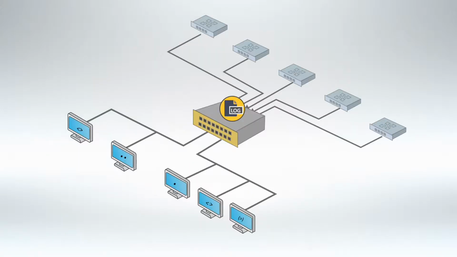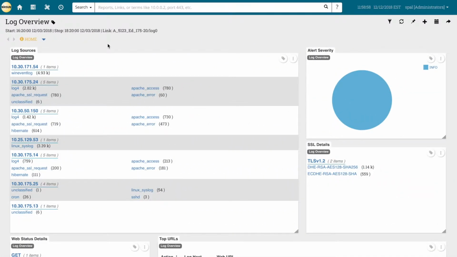NIKSUN LogWave is a plug-and-play solution that offers rich metadata within seconds of receiving logs. As soon as logs or events are received by NIKSUN's engine, LogWave indexes and makes the metadata available everywhere in the NIKSUN user interface. In the out-of-box log overview report, we can see a list of sources currently sending logs, as well as the specific log types for each source.